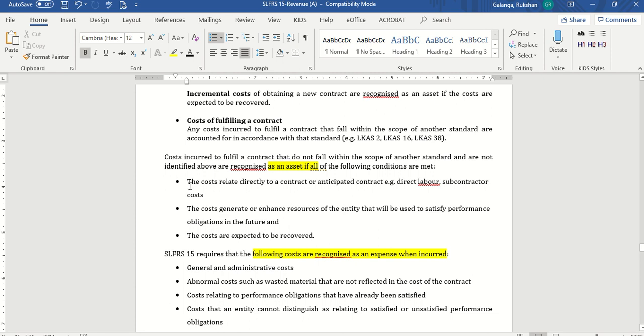First one, the cost relates directly to the contract or anticipated contract. This cost should be directly related to the particular contract.